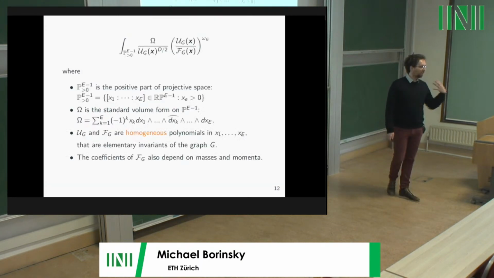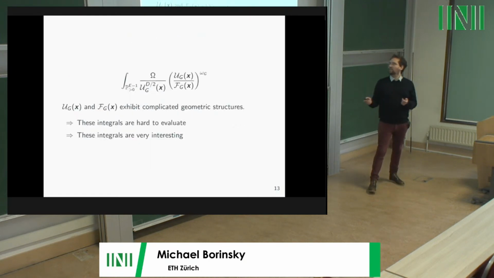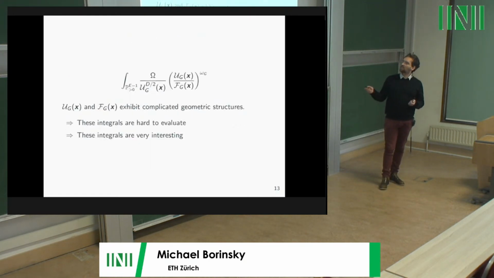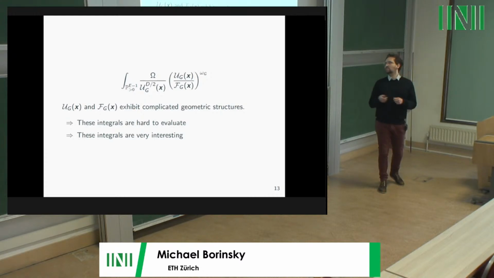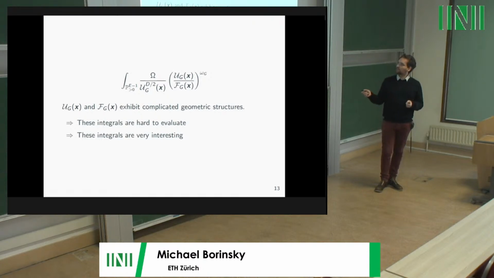The intuition that I would like to convey there is that this is now an algebraic object, integrals over projective space, and U and F are homogeneous polynomials. And the intuition comes from the fact that these U and F polynomials exhibit very complicated geometries. And these geometries are also very interesting.